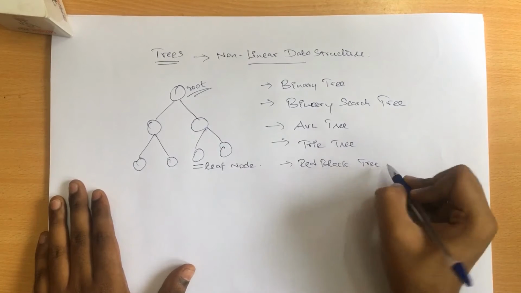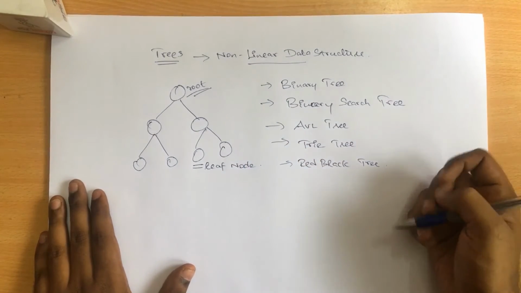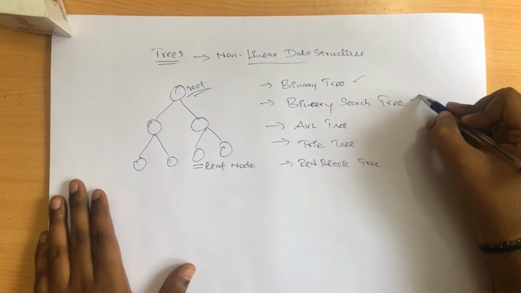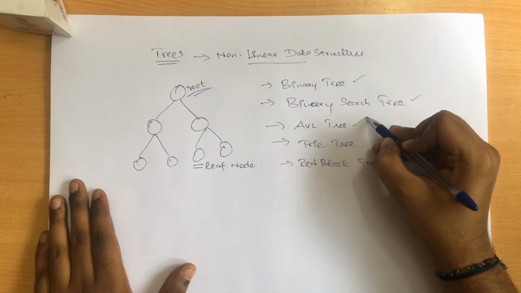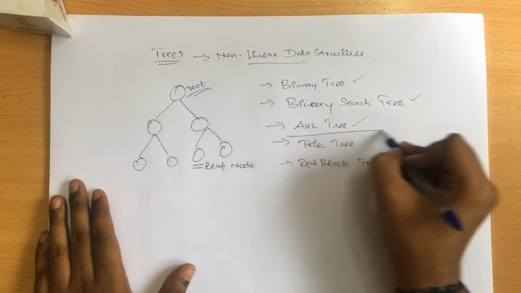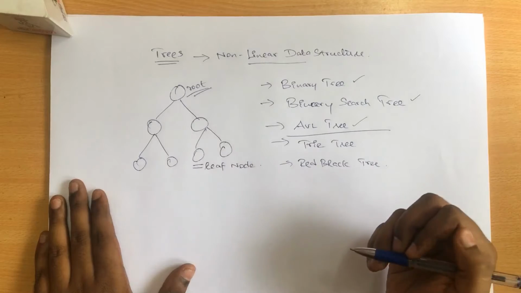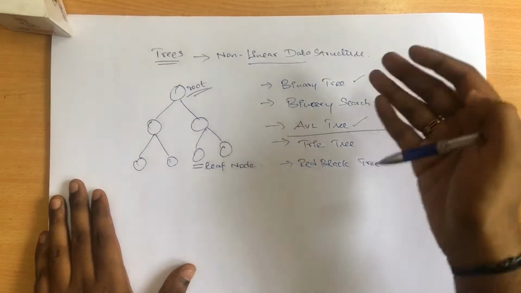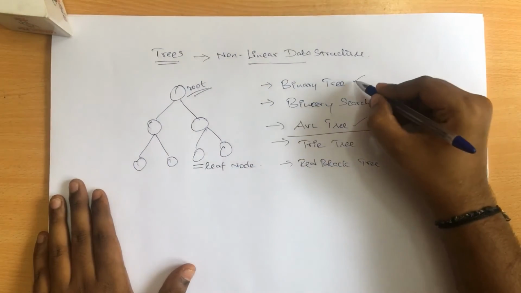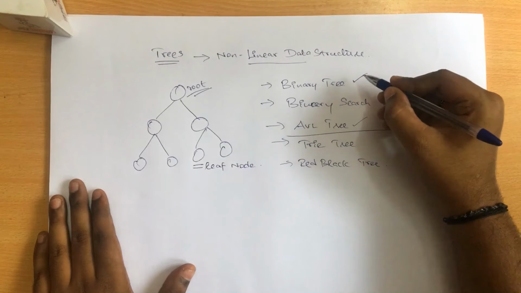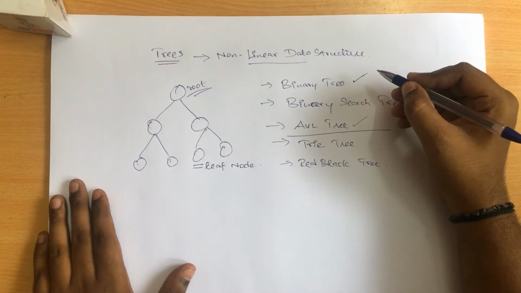We are not going to focus on all the types of tree, but we are going to focus on binary tree, binary search tree, as well as AVL tree, right? So why did I choose these three tree algorithms? There is a reason behind choosing only these three. Binary tree is the basic which we need to know about the entire tree data structure.